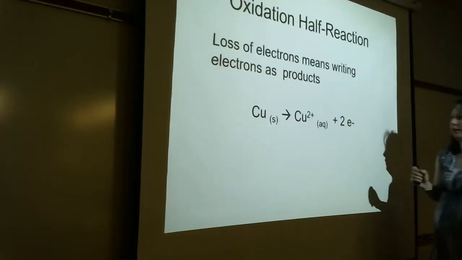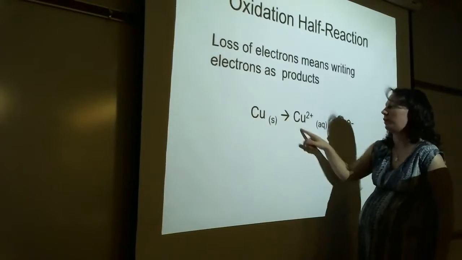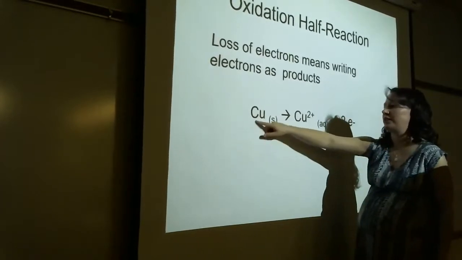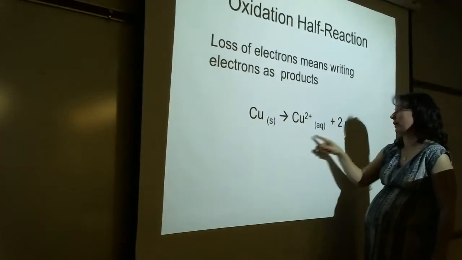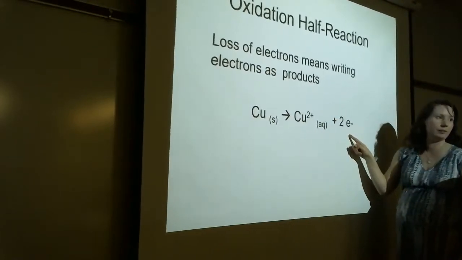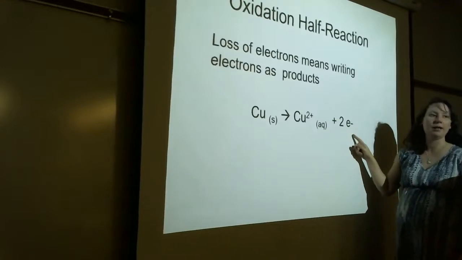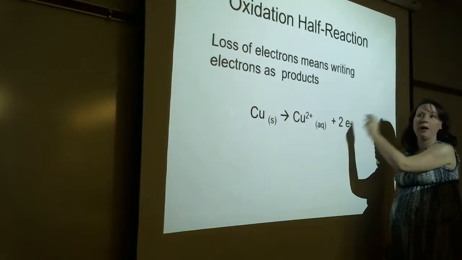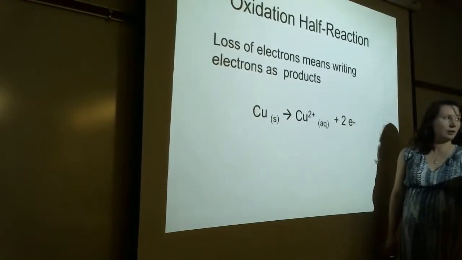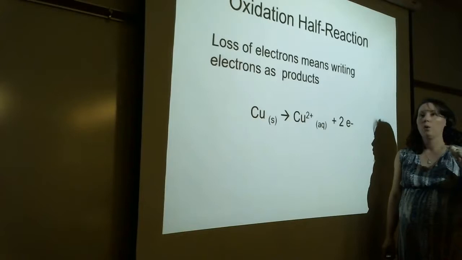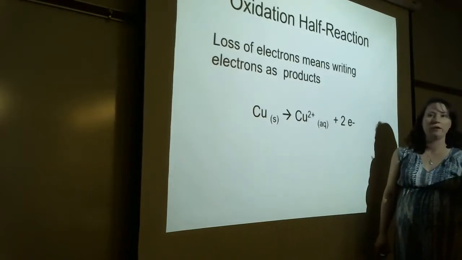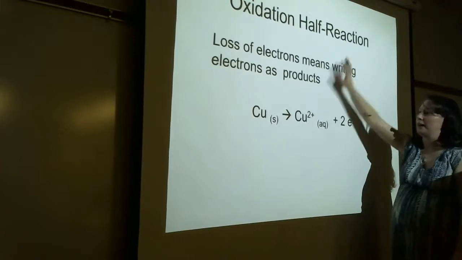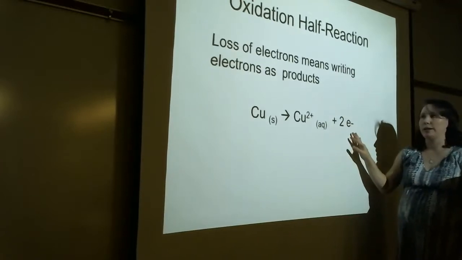So what happened? Copper went from 0 to +2, right? So if you go from an oxidation state of 0 to +2, that means you lost 2 electrons. And if you're being oxidized, that means you're writing electrons as a product, right? Oxidation is loss. If you remember OIL RIG, or if you're using LEO says GER, lose electrons equals oxidized. So if you are being oxidized, you're writing electrons as products.